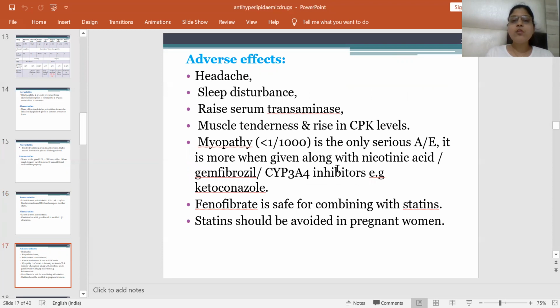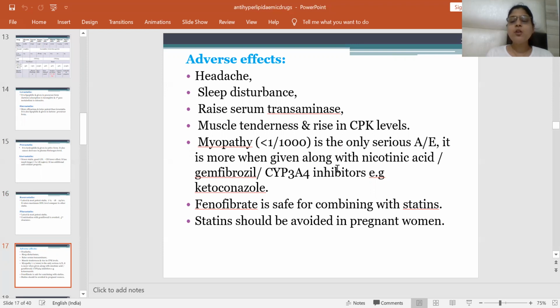These are the side effects I've already told you: headaches, sleep disturbances, rise in serum transaminases, so it can lead to hepatotoxicity, and muscle tenderness, rise in creatine phosphokinase levels, myopathy. 1 in 1,000 is the only serious adverse effect.